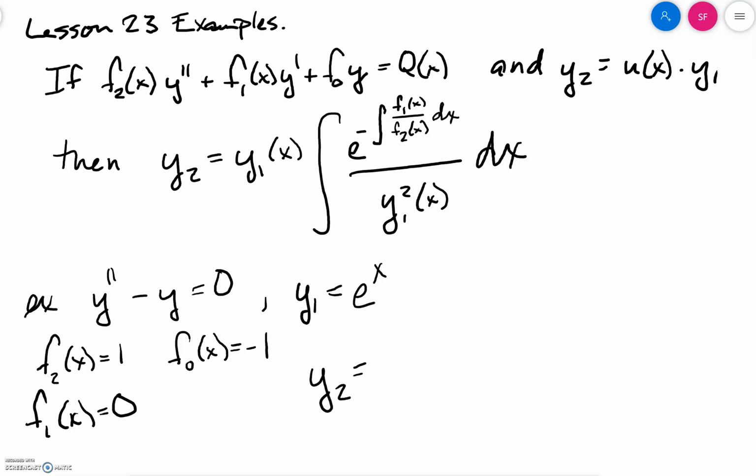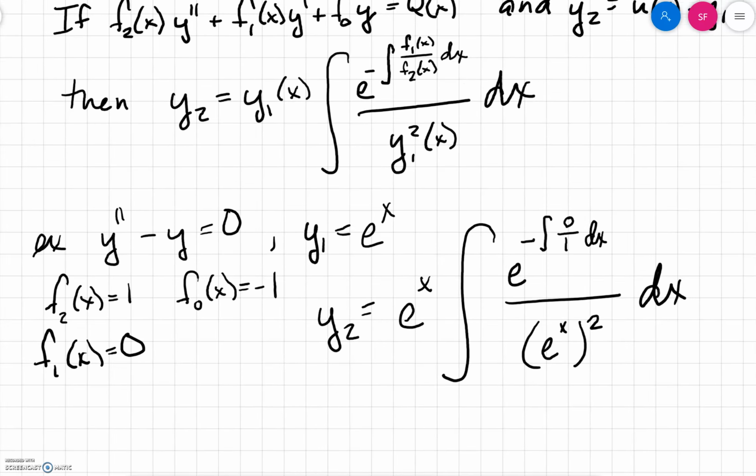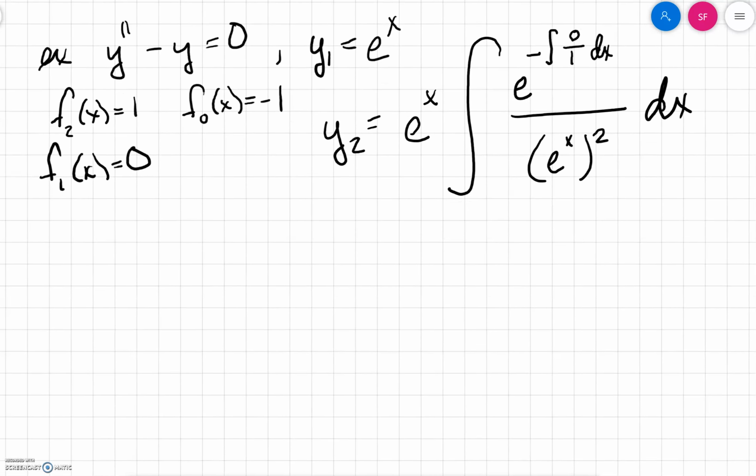So, okay, my second solution is going to be e to the x times the integral of e to the negative integral. Let's see, y1 was 0, y2 is 1, dx over e to the x squared dx.